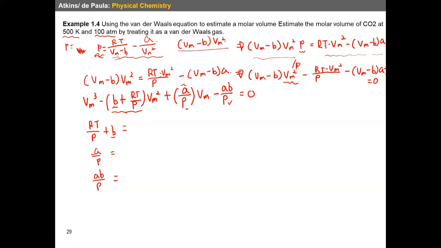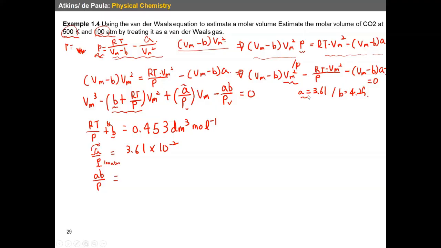I have just written it down: a equals 3.61 and b equals 4.29 for carbon dioxide. If we apply these values, and then apply the temperature and pressure, we get 0.453 decimeters cubed per mole for this one. And for this one, with 3.61, we have this value.